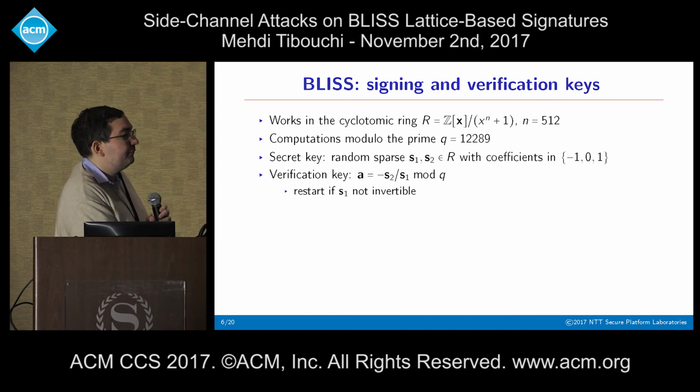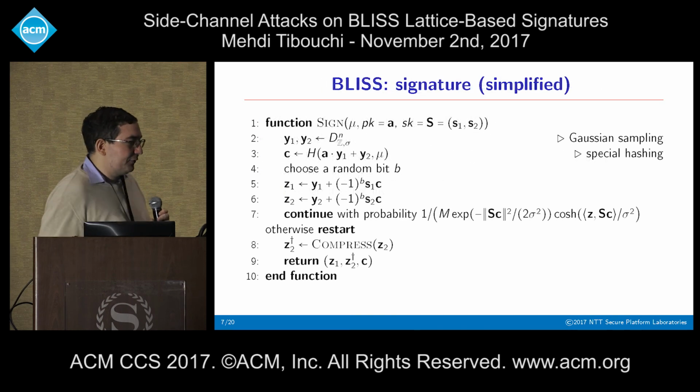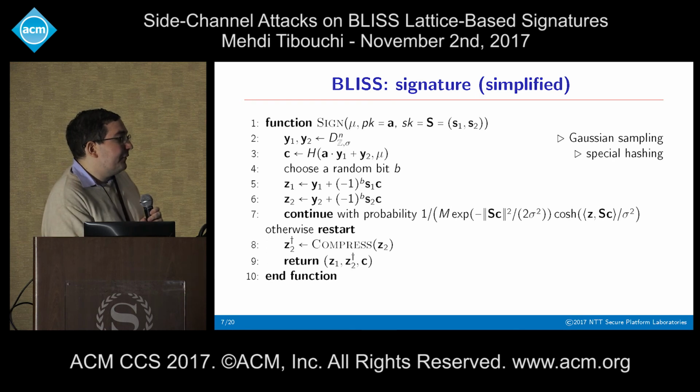You have a special hash function here, which is interesting. Insofar as you've seen, this element C is very, very sparse. It has only a few coefficients equal to 1, and the rest is equal to 0. Then you take those elements that you have generated, and you obtain the signature by multiplying the secret key by your hash value C, and adding the randomness Y to mask everything else.